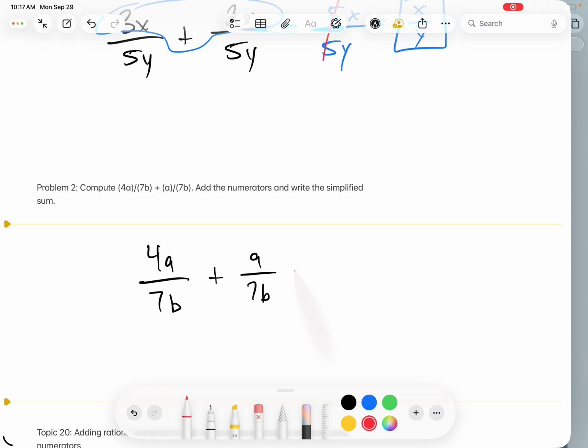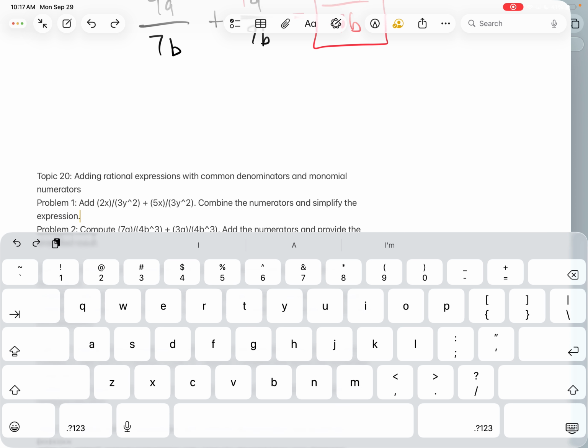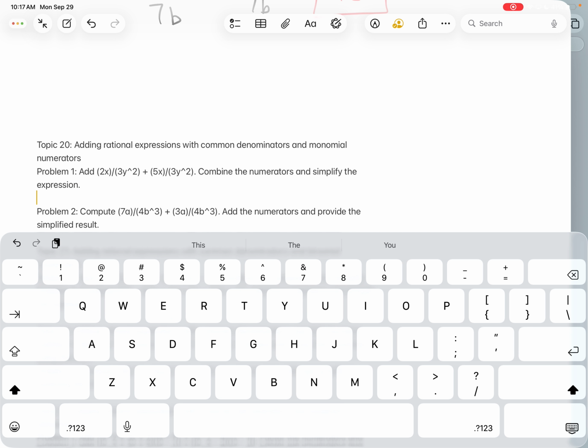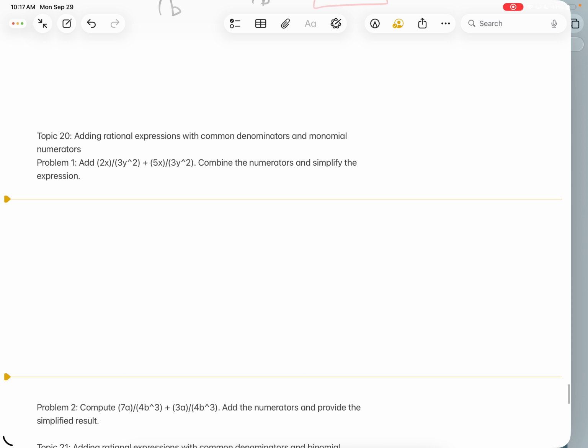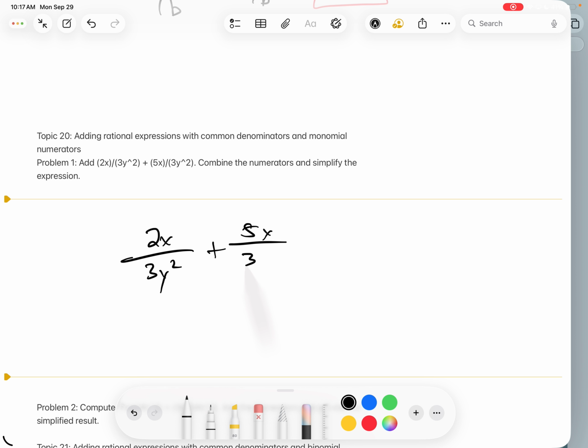Not that I need to do a ton of these, but 4a plus 1a would be 5a, and then the denominator stays the same. So make sure you keep those the same. The denominator should always be the same. Another one with the same common denominator, okay. 2x over 3y squared plus 5x over 3y squared.